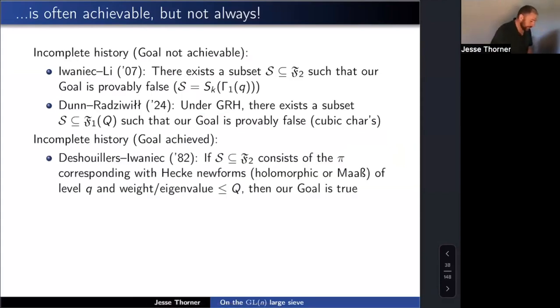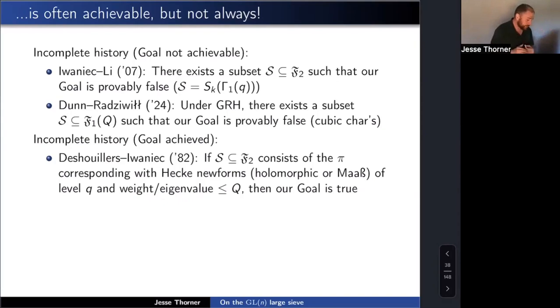So if I fix a level Q and I look at the family of π on GL2 corresponding with Hecke newforms, I can restrict to holomorphic or Maass. And I average over the spectral parameter, either being the weight or the Laplace eigenvalue going up to big Q, then the goal is in fact achievable. Right? Again, this is due to the foundational work of Deshouillers and Iwaniec in 1982.